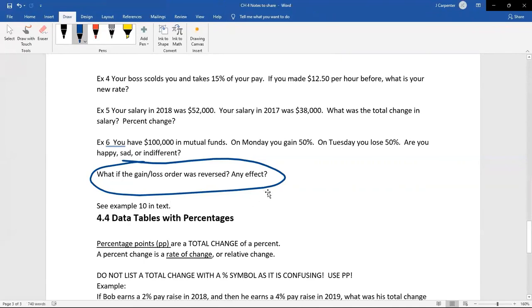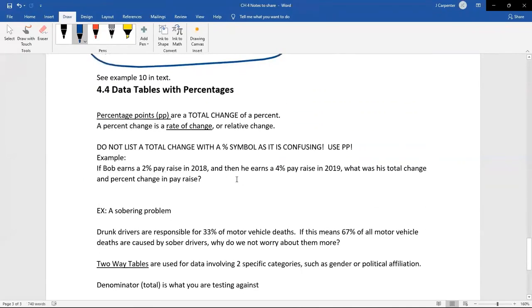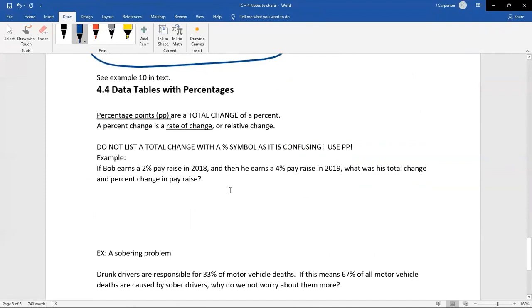All right. We talked about our total change with percentage points in 4.4. And we did that problem with Bob. We talked about the very important language, because otherwise it's confusing, and we talked about why it's confusing. How we say percentage points when we're talking about a total change of a percent.